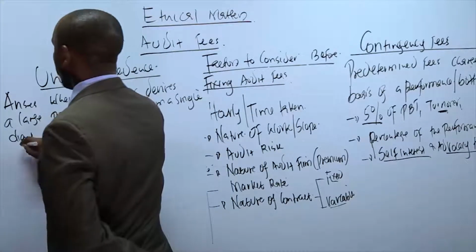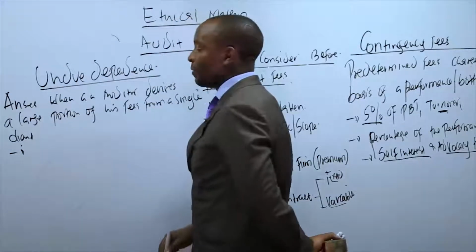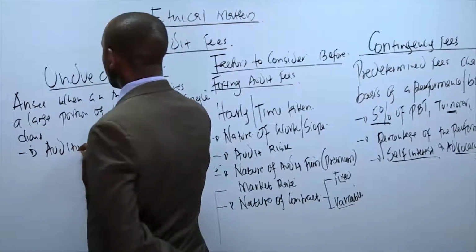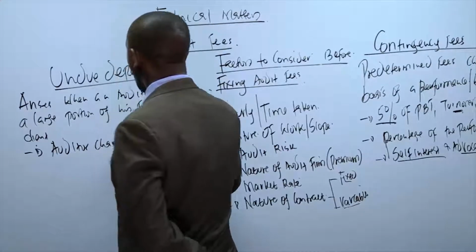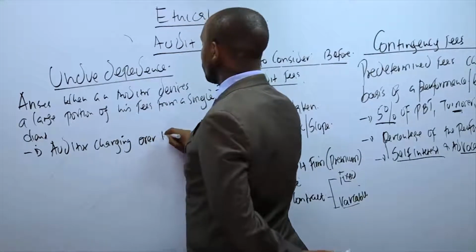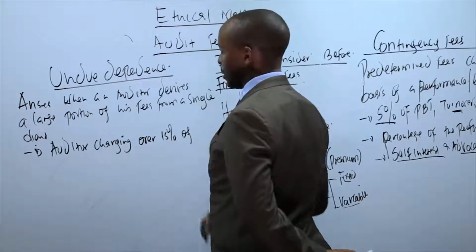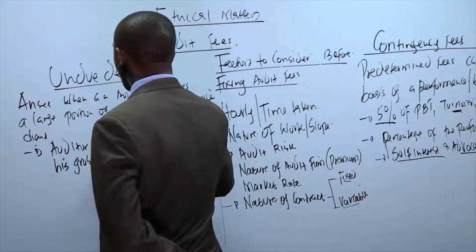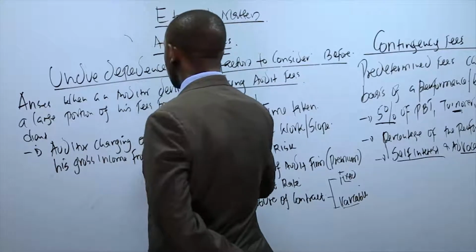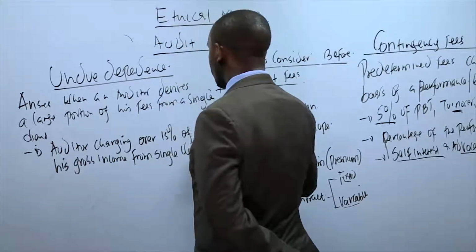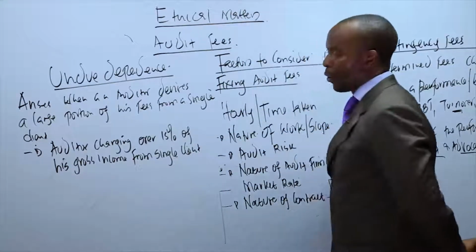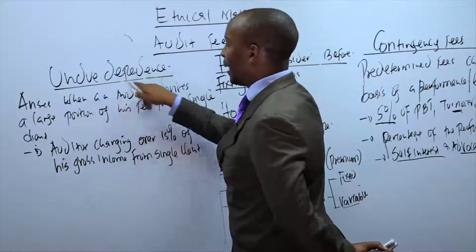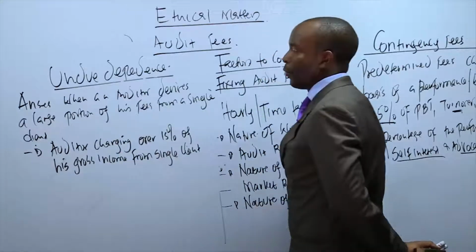To be specific here, we say when an auditor is charging more than 15% of gross income from a single client. Let me repeat that one. If you are an auditor and you're deriving so much money from a client, that you are depending so much on a client, that is referred to as undue dependence.